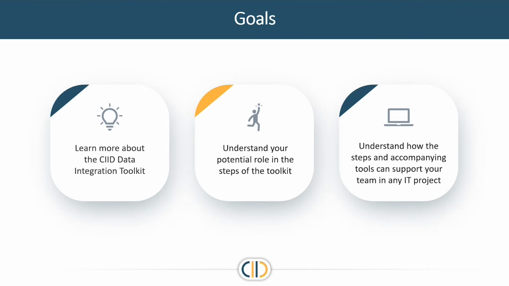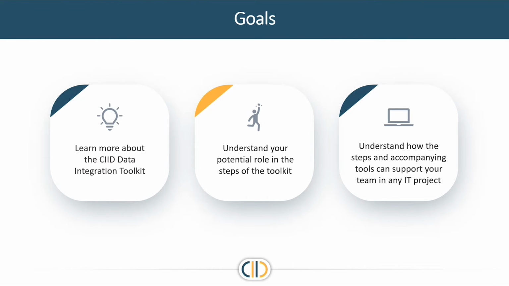We also really want to focus on understanding your potential role in the toolkit. So if you're from a state, which most of you probably are, what does the toolkit mean to you as a Part B data manager, or as a person who works in IT, or as a data governance coordinator? What is your role in this toolkit and in the project? So we want to really dig into that with you.